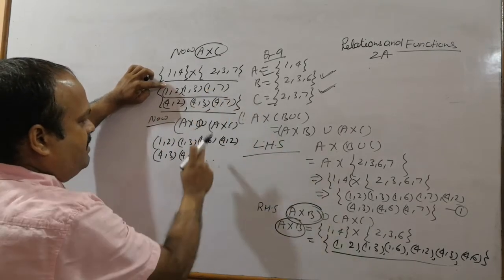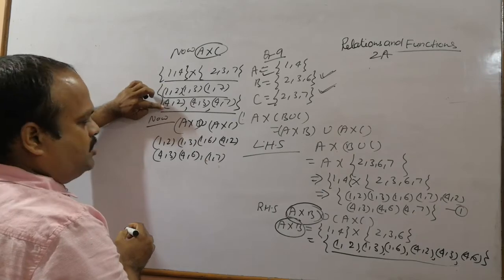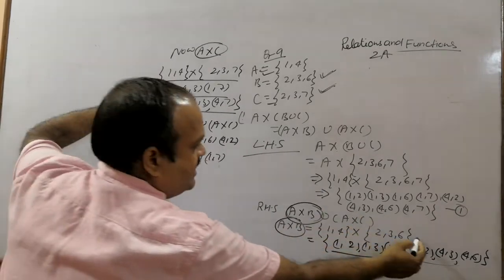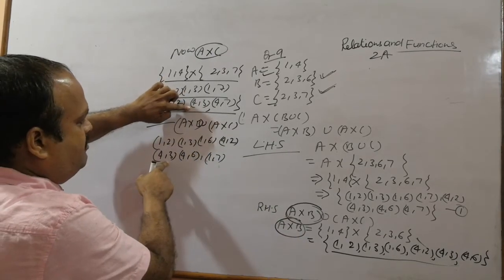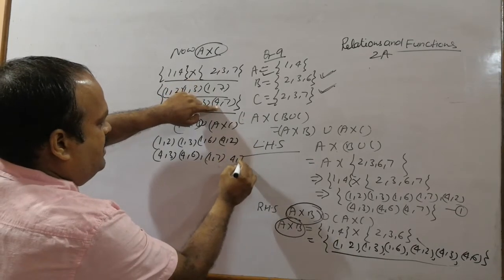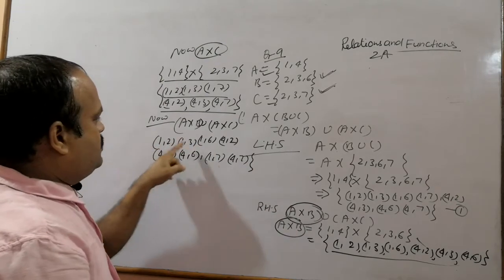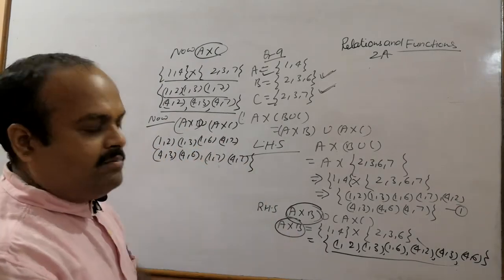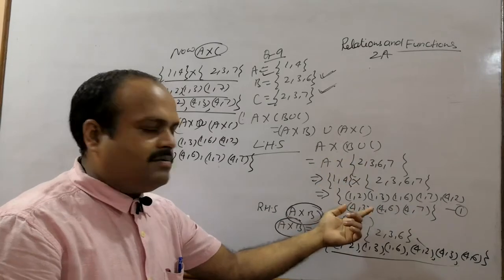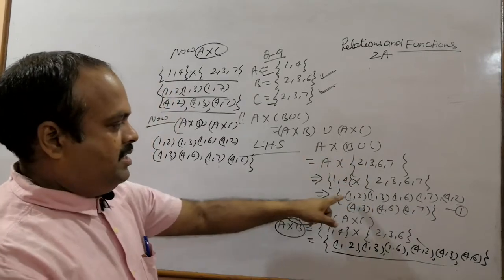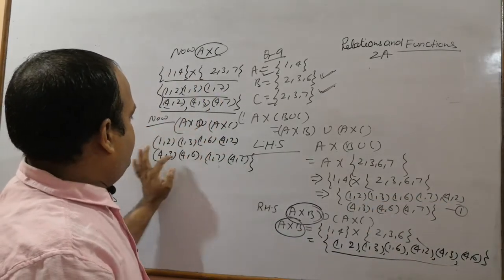Then (1, 7), do we have it there? No, so we will write (1, 7). Next is (4, 2), have we written it? Yes, so we will not write it again. (4, 3) we have written here, we will not repeat. (4, 7) we will write. So the union of A cross B and A cross C will have 8 elements in it, and let us see whether we have the same elements that we got in the LHS. 1, 2, 3, 4, 5, 6, 7, 8.